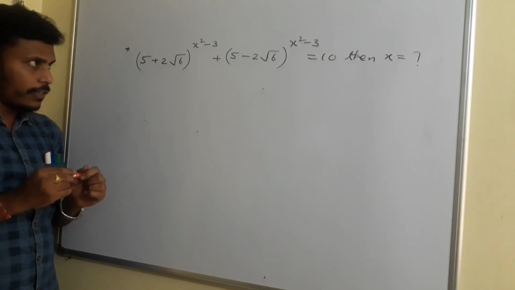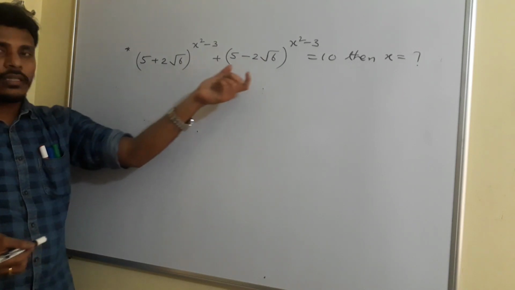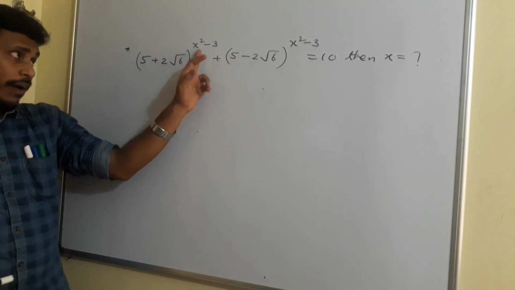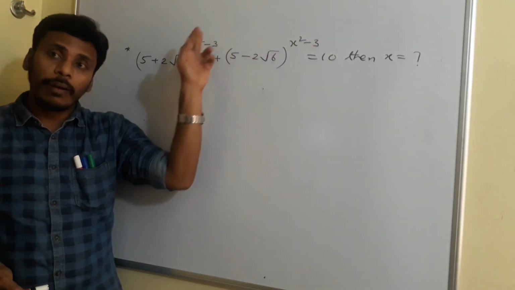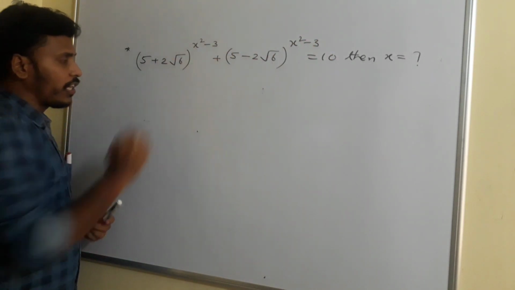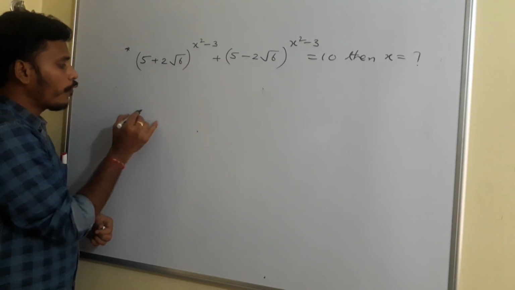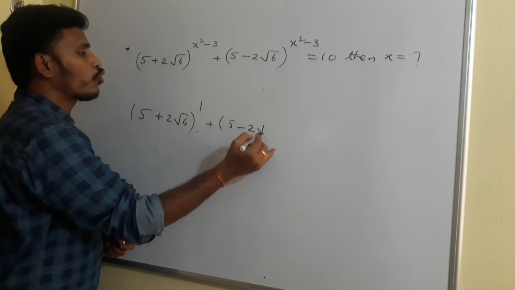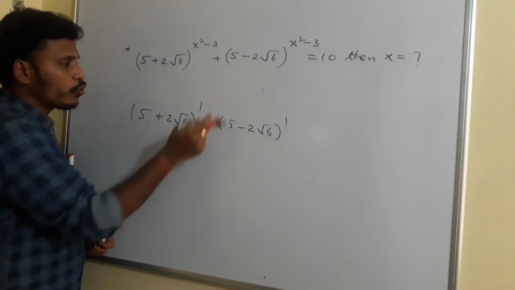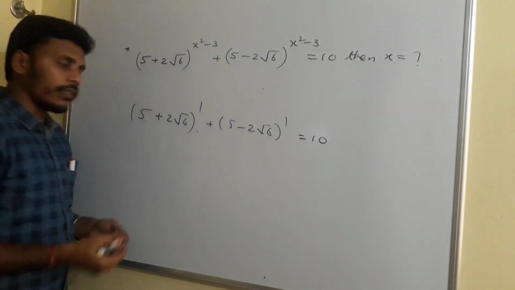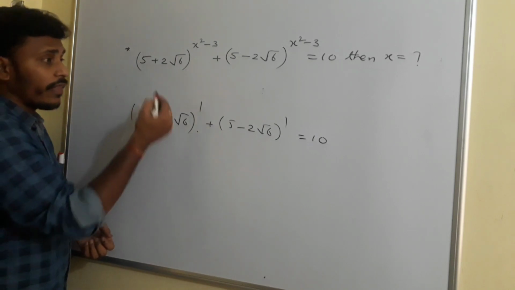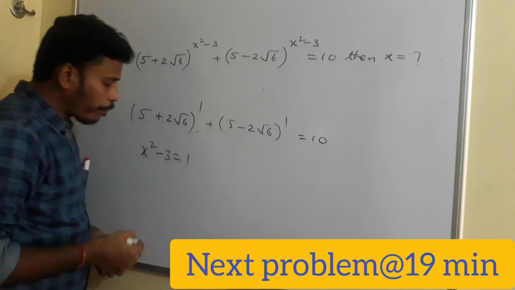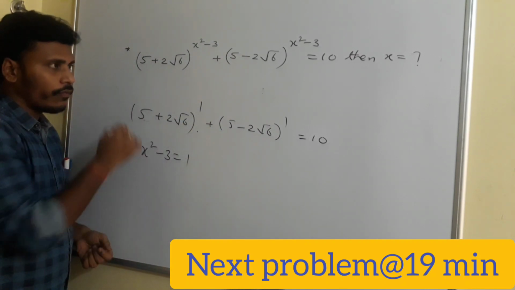As an observation, this is 5 plus 2 root 6, this is 5 minus 2 root 6, and the sum of these two is given as 10. When it becomes 10, if the power x square minus 3 is 1, if there is no x square minus 3 here and instead you took it as 1, then it becomes like this: 5 plus 2 root 6 power 1, 5 minus 2 root 6 power 1, and if you add, plus 2 root 6 and minus 2 root 6 get cancelled, you are left with 10 only. In the sense, there is a possibility that x square minus 3 is equal to 1. We already found that x square minus 3 is 1 with some procedure.